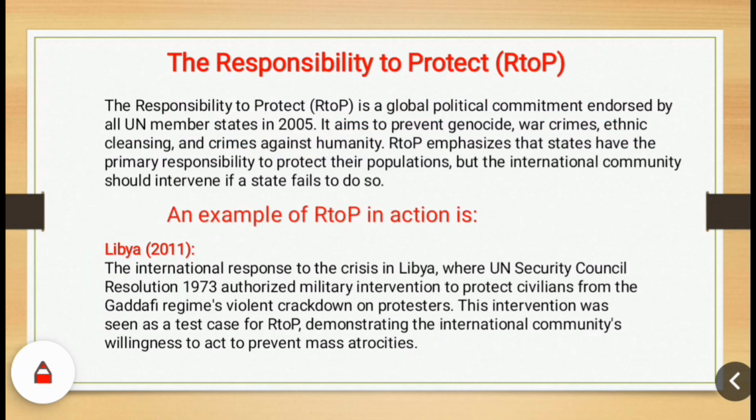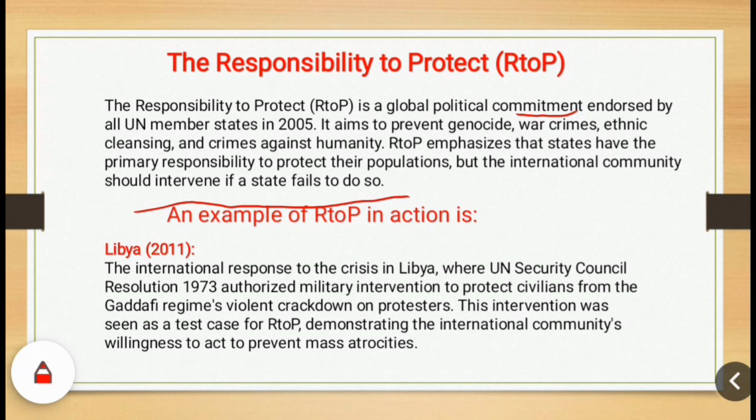Responsibility to protect. The responsibility to protect, R2P, is a global political commitment endorsed by all United Nations member states in 2005. It aims to prevent genocide, war crimes, ethnic cleansing, and crimes against humanity. R2P emphasizes that states have the primary responsibility to protect their populations, but the international community should intervene if a state fails to do so. An example of R2P in action is Libya, 2011.